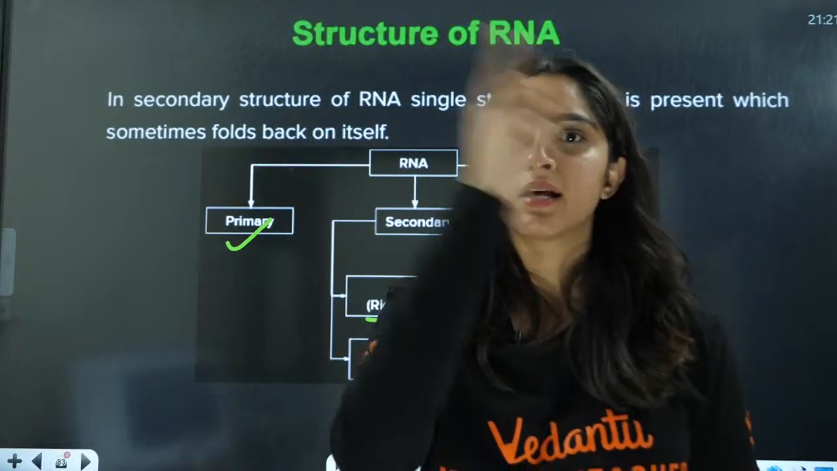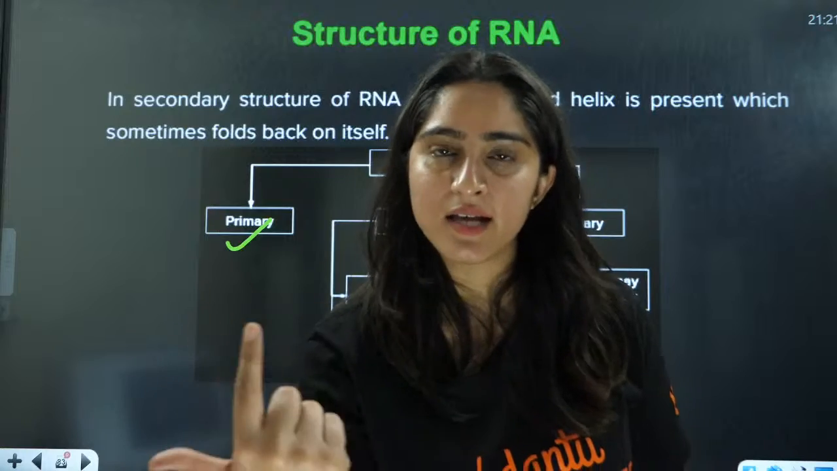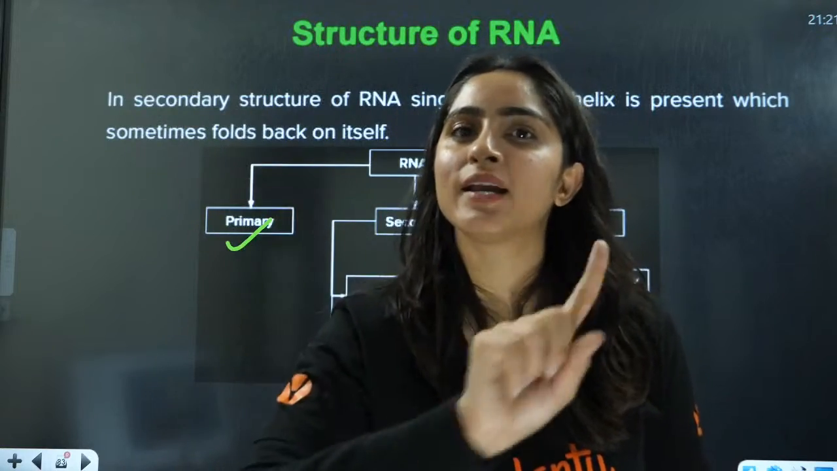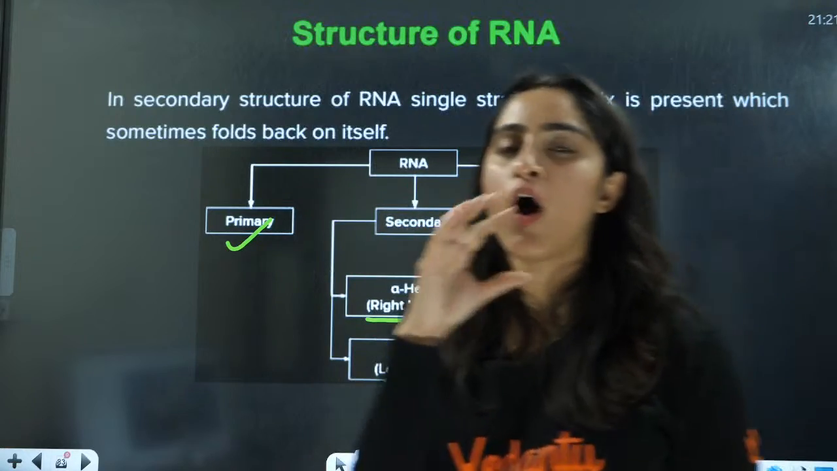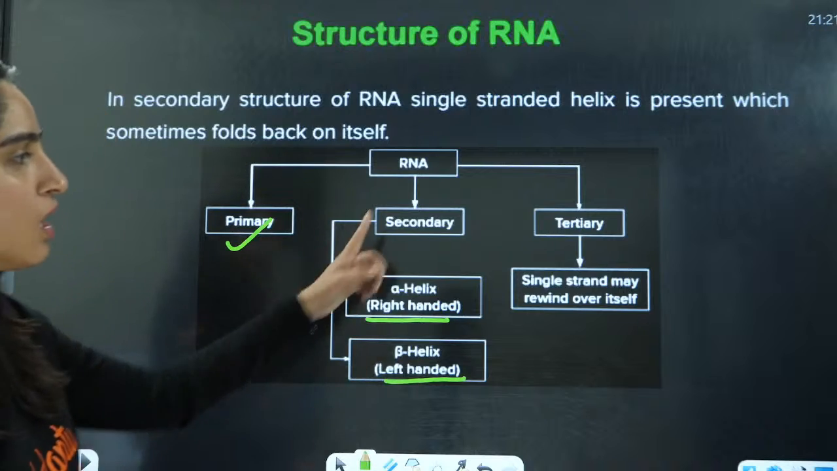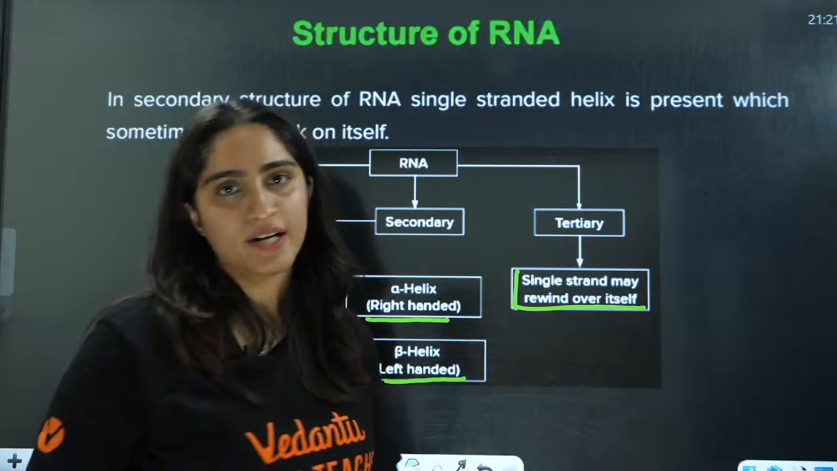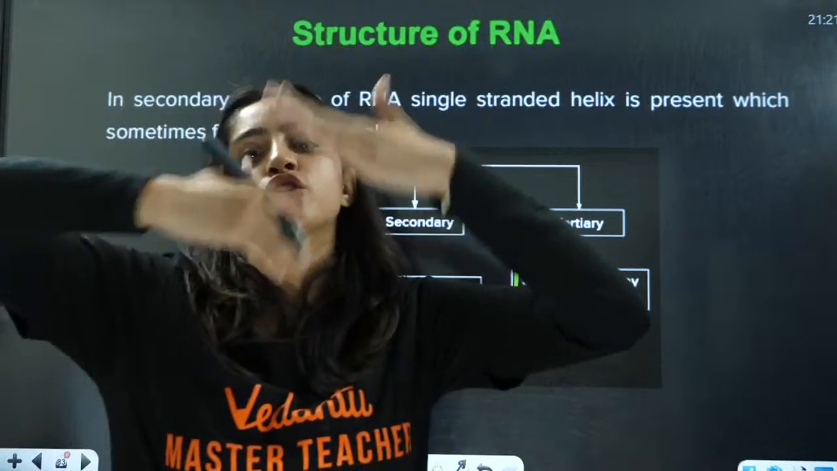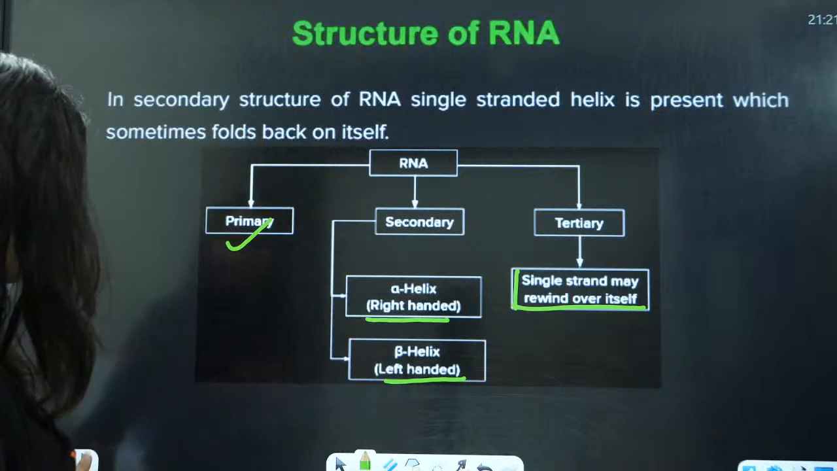This is the alpha helix, this is the beta helix. If it is going spiral like this, that is alpha. If it is going spiral like this, that is beta. It is just a deviation in how they form the spiral. Tertiary is when a single strand may rewind over itself. When a single strand is overlapping, that is called the tertiary structure of RNA.